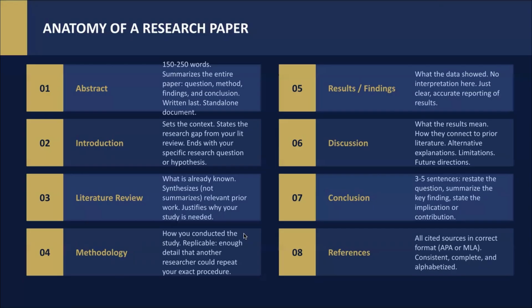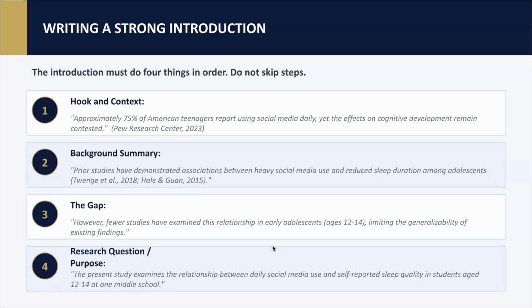And then number 6, discussion. What do the results actually mean? And how do they connect to the prior literature? And then number 7, conclusion. It should be 3 to 5 sentences and it should restate the question. It should summarize key findings and state the implication or contribution. And then number 8, references. All cited sources should be in the correct format like APA or MLA, and it should all be consistent and in alphabetical order.